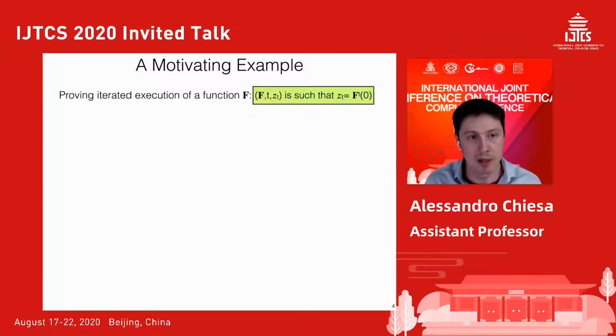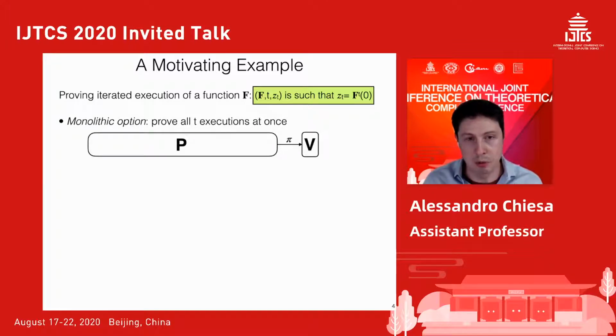One way you could try to prove this is through something we could call the monolithic option. You prove all t executions at once. What does that mean? It means you take a SNARG and you ask the SNARG, say, please prove to me all of these t invocations of f all at once in one big computation. This you can go ahead and do.